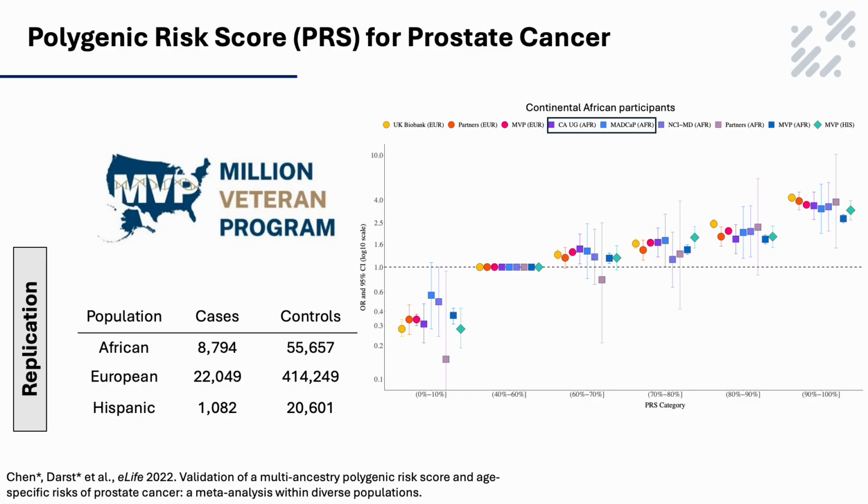I'm also highlighting here that we did have a couple studies that included participants from Africa. So if you look at the purple and blue in these figures, you can see that the odds ratios are pretty good in those studies too. So we do see pretty good performance of our prostate cancer PRS in participants who are from Africa.